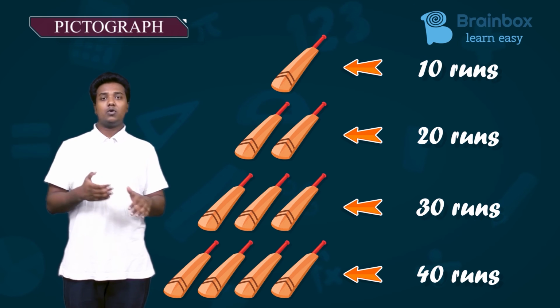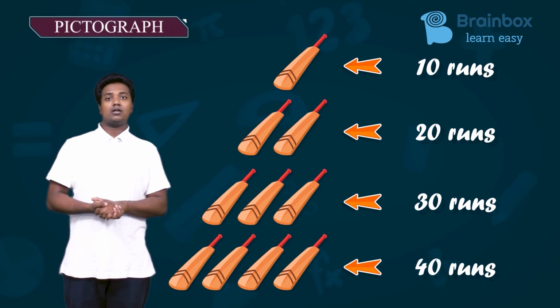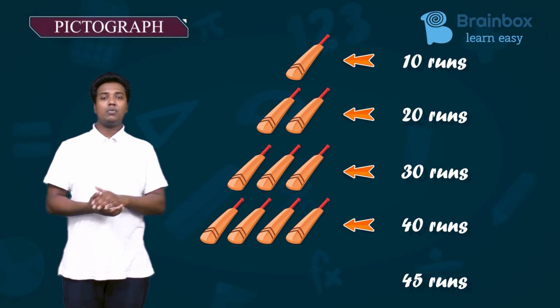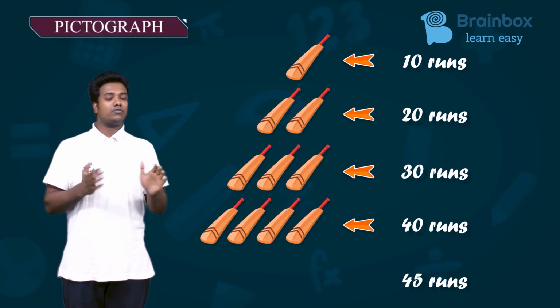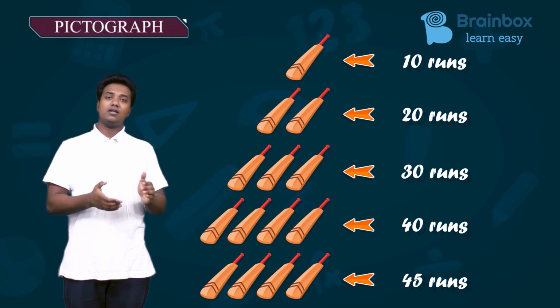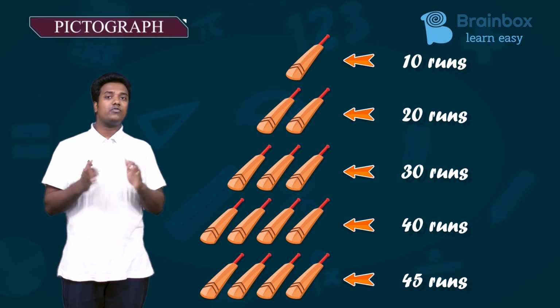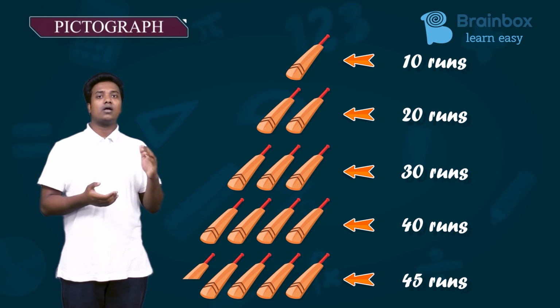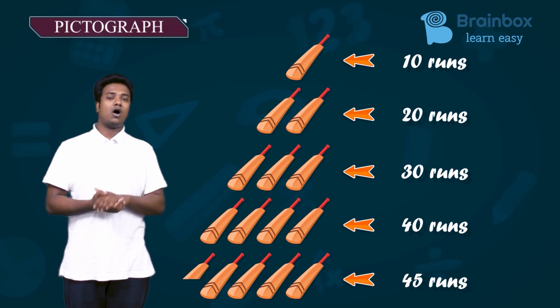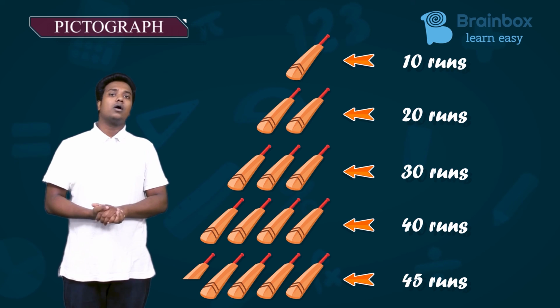Suppose what if the runs are 45? What if he has scored 45? How will we represent it in a pictorial form? For 40, it is as simple as it is: there are 4 bats. And for 5 runs, what does 5 runs mean? It means 50% of 10 runs, right? So we have to represent 50% of the figure. So for 1 bat, if it is 10 runs, then for 5 runs it will be half of the bat. So this is how we represent numbers in a pictorial way.